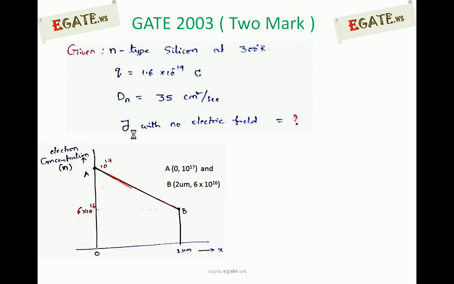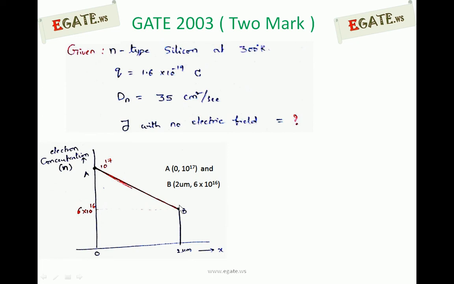So look at this diagram. Here the electron concentration of N-type silicon is varying from 10 power 17 at x equal to 0. The x-axis is x, that is distance, and the y-axis is electron concentration, n. So at x equal to 0 the concentration is 10 power 17, and it varies linearly till 6 into 10 power 16. This is the point at x equal to 2 micrometers. So we can say this is point A and this is point B.